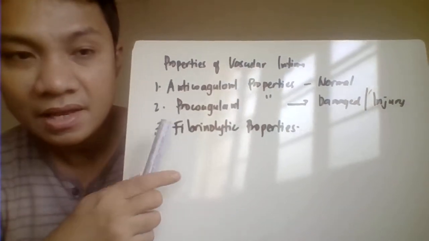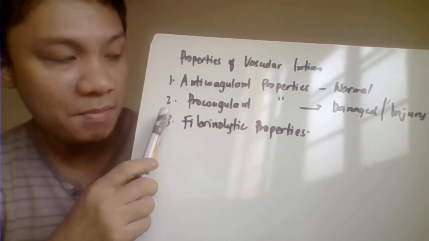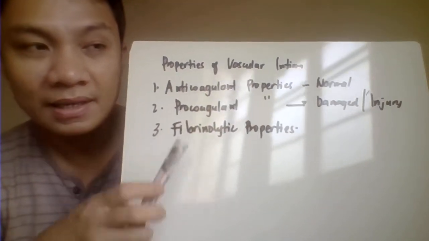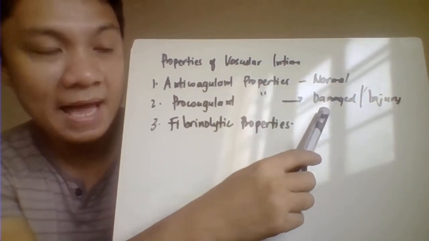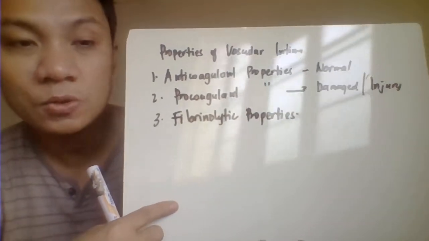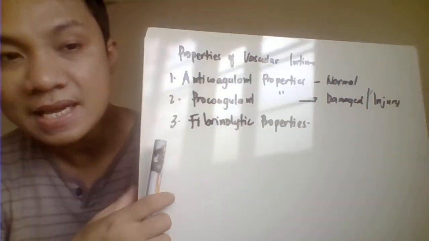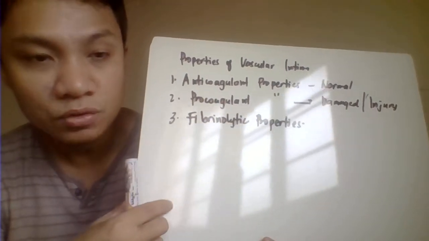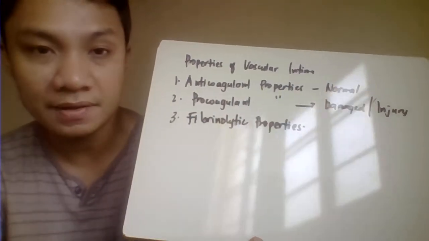Your blood vessels, on the other hand, help here also in performing the procoagulant properties. Okay, pag try to perform that one pag may damage or may tissue injury tayo. And lastly, okay, your blood vessels also help here in the clot dissolution, the process called here the fibrinolysis.